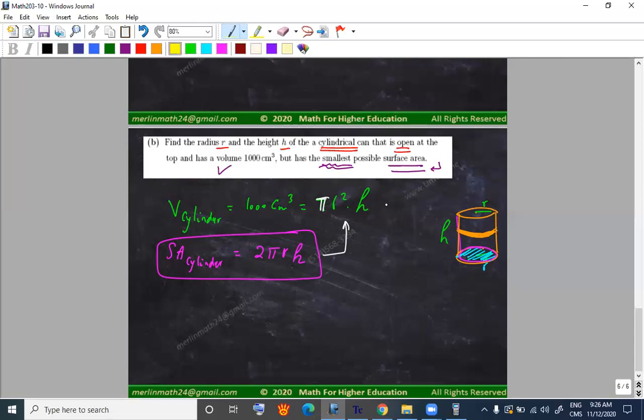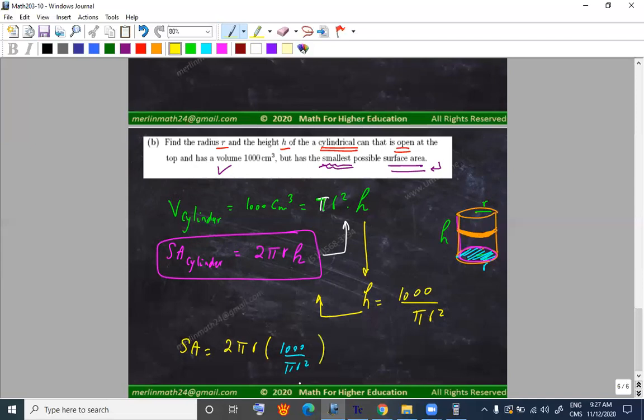So I would write H equals, divide by all the other letters, or all the quantity beside H, which is pi r squared. So it would be 1000 divided by pi r squared. Good. Okay, replace it in. So the surface area would be in one letter, which is r: 2 pi r times this quantity. Okay, that's it.